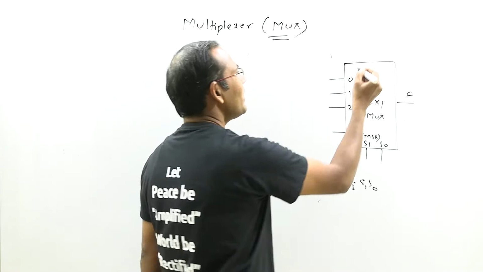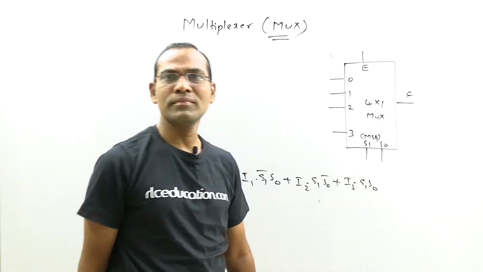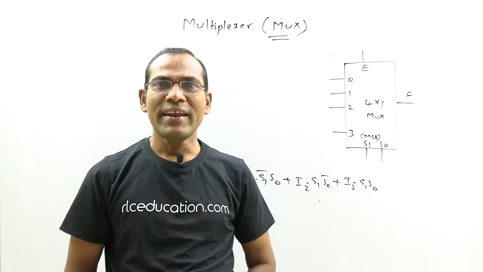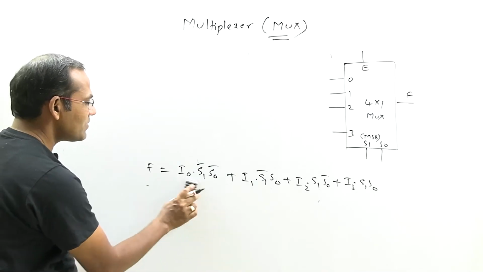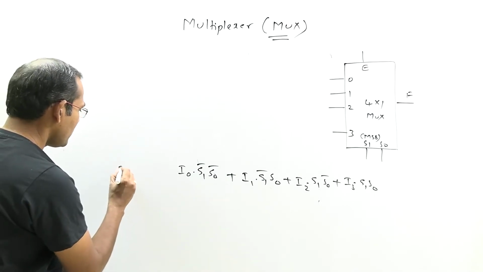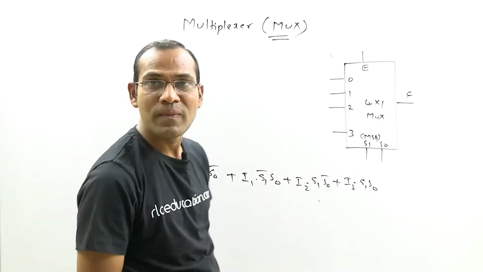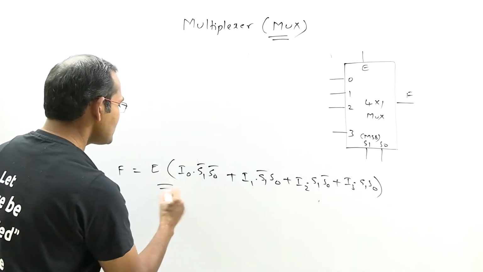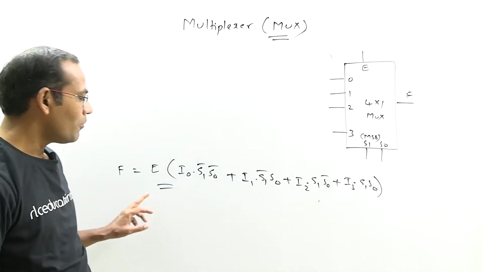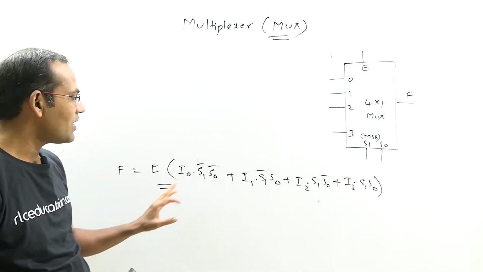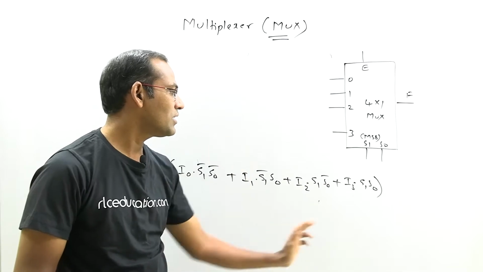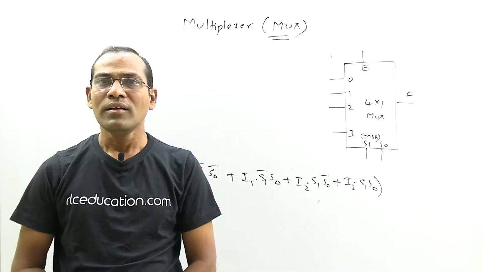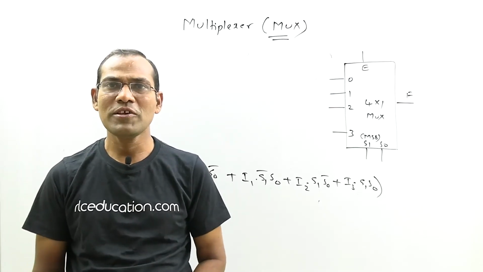We'll see another point about this multiplexer. Sometimes it can have an enable terminal, just like a decoder. Whenever enable terminal is there, the expression will be like this. Write the original mux expression as it is and multiply it with E, that's all. If enable is there, multiply with E. Now we'll see one problem based on it.